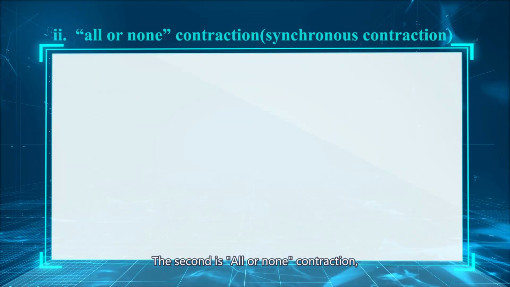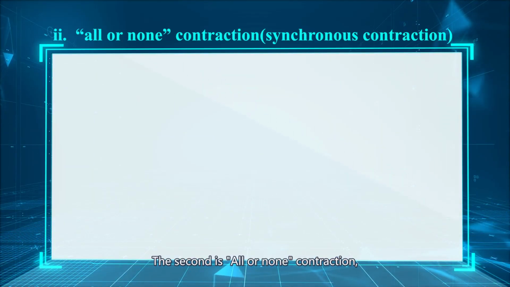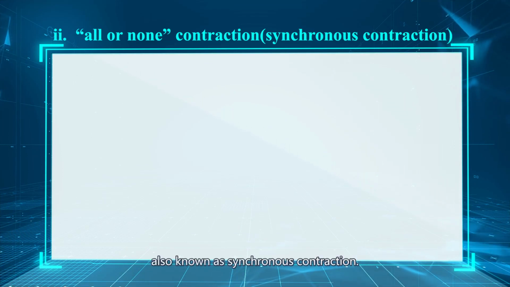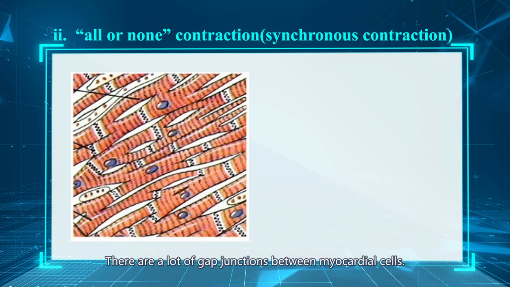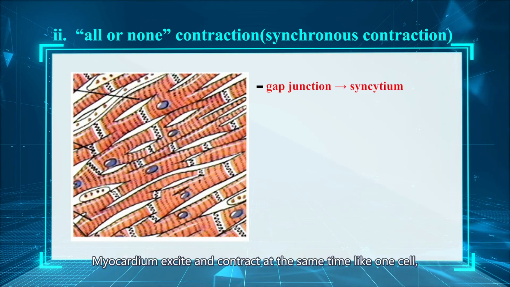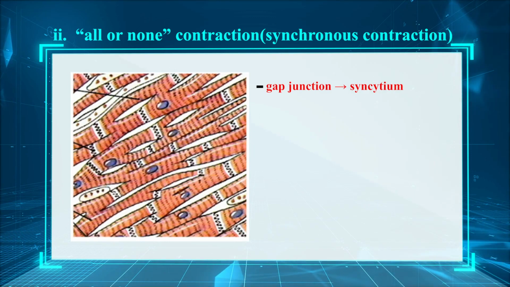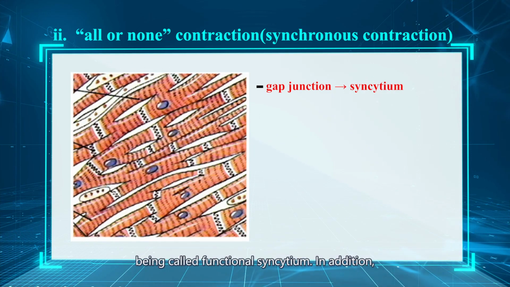The second is all-or-none contraction, also known as synchronous contraction. There are a lot of gap junctions between myocardial cells. Myocardium excites and contracts at the same time, like one cell, being called a functional syncytium.